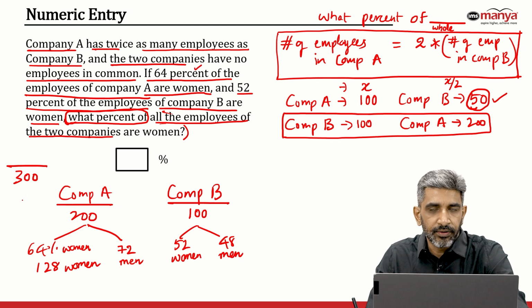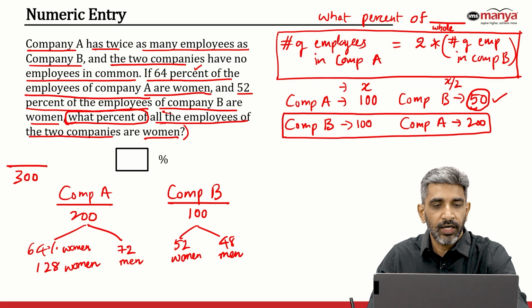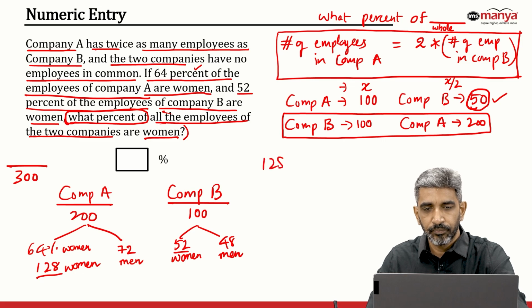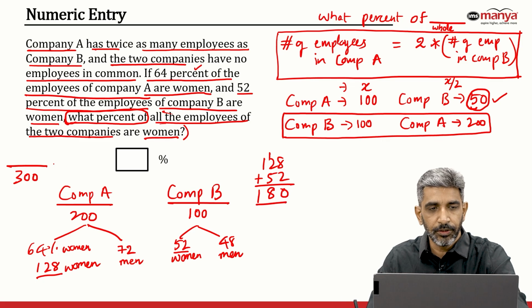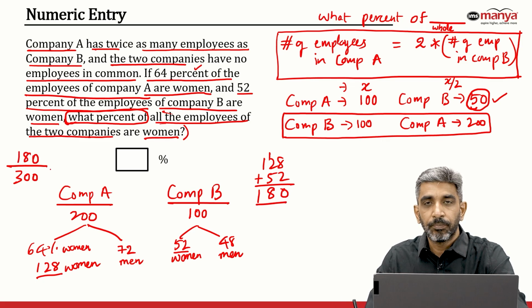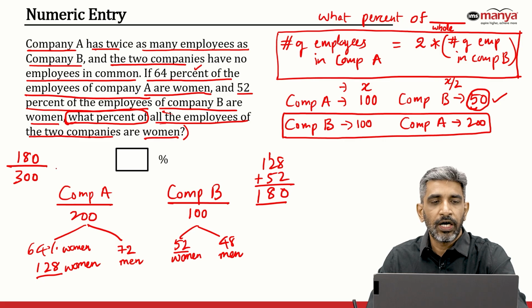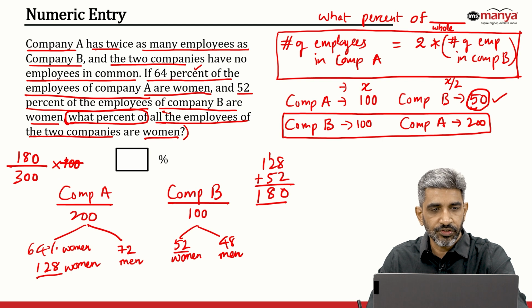So what about these 300? The question asks, what percent of this are women? Now, if you look at the total number of women, it's 128 plus 52. That gives us a total of 180 women. So the percentage that we are looking for is nothing but 180 divided by 300 times 100. That leaves us with a final number of 60. So we put the number 60 in this box. Note that the percentage symbol will always be outside the box.